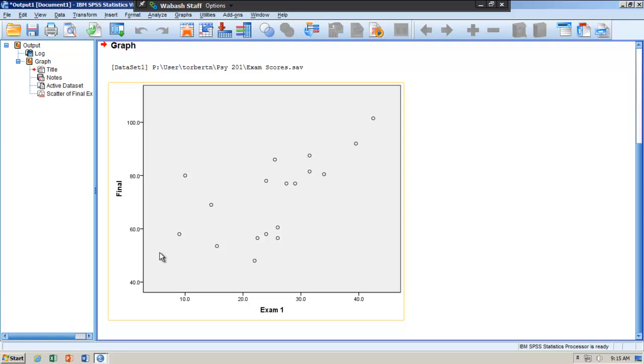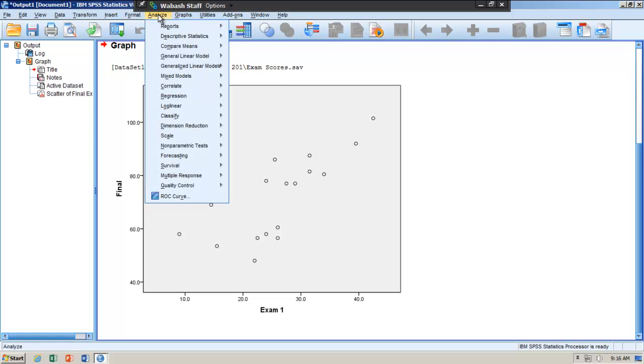There's a domain over here where people who scored poorly on the first exam, several of those individuals improved a lot, whereas some individuals also scored kind of poorly on the final. So overall there's a relationship, and we did find a correlation, but we'd be a little hesitant to think of this as a good linear relationship.